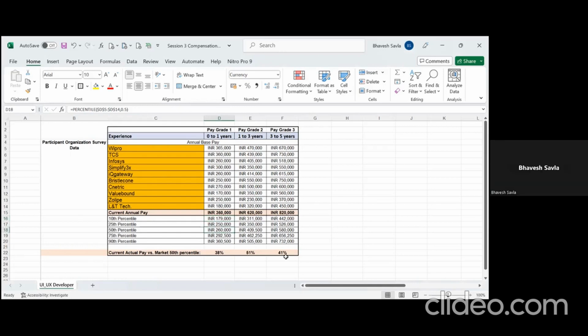So the 50th percentile for the market is how much here? 260 for grade 1. 260,000, right? Then I said, hey, what is the current actual pay vis-a-vis the 50th percentile? While the 50th percentile is 260 market data, I'm paying how much? 360, which is actually 38% plus.